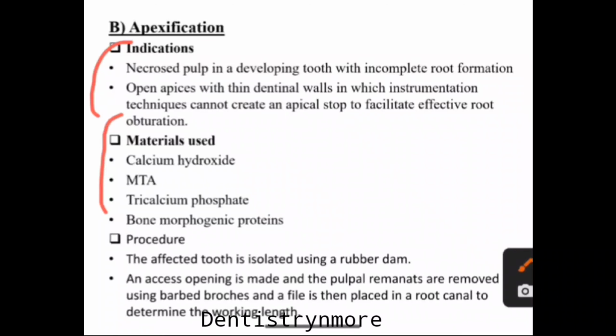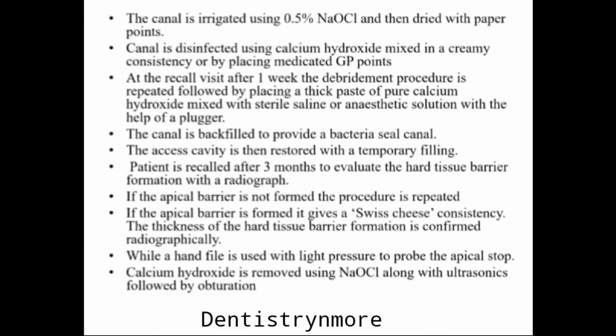After that, the access cavity is prepared and the pulp remnants are removed by using barbed broaches, and a file is placed into the root canal to determine the working length. After that, the canal is irrigated using 0.5% sodium hypochlorite, and it is dried with paper points. And the canal is disinfected using calcium hydroxide mixed in a creamy consistency, and it is recalled after 1 week, and the debridement procedure is repeated, followed by placement of thick paste of pure calcium hydroxide mixed with sterile saline with the help of a plugger, and the canal is backfilled to provide bacterial seal.